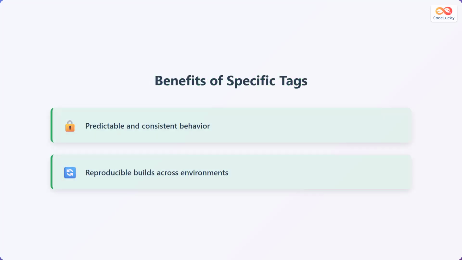Benefits of specific tags. First, it provides predictable and consistent behavior. Second, it allows reproducible builds across environments. By specifying the exact version, you eliminate the risk of unexpected changes and ensure that your application behaves the same way every time.